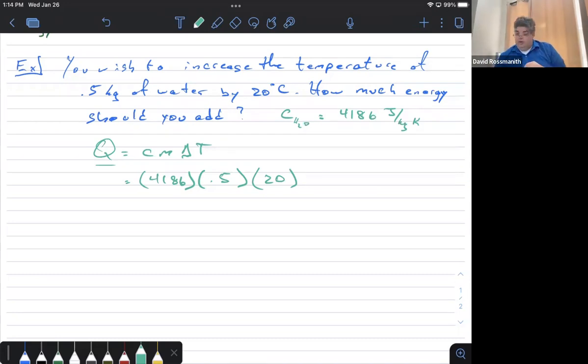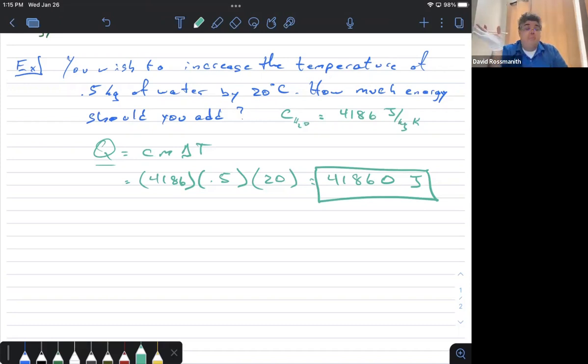All right, so let me get out my calculator really quick, just to get a number: 4186 times 0.5 times 20. And I get 41,860 joules. That's how much energy I would have to add to the water, heating it up, put it over a flame or on a stove or whatever, to change the temperature of the water by that amount. Okay, fairly straightforward. Given all the information in the problem, plug the information into your equation and get the answer. Any questions on this particular example?